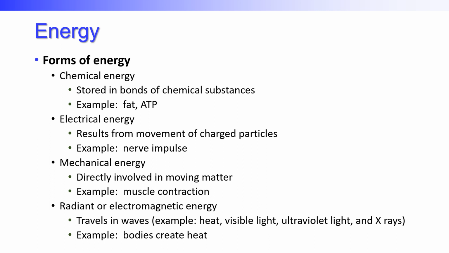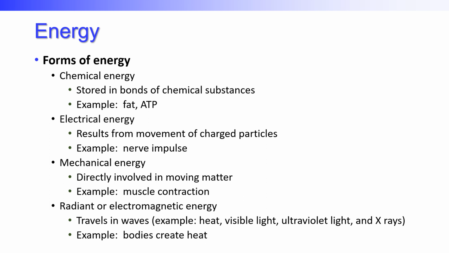And this last one, radiant or electromagnetic energy. What are we talking about here? Well, this is energy that's going to travel in wave form. So for example, heat travels in wave form. We call that infrared waves. Visible light is also a wave form. Ultraviolet light, which comes from the sun, or even X-rays, which you're going to experience in a medical office. These are all forms of electromagnetic energy.